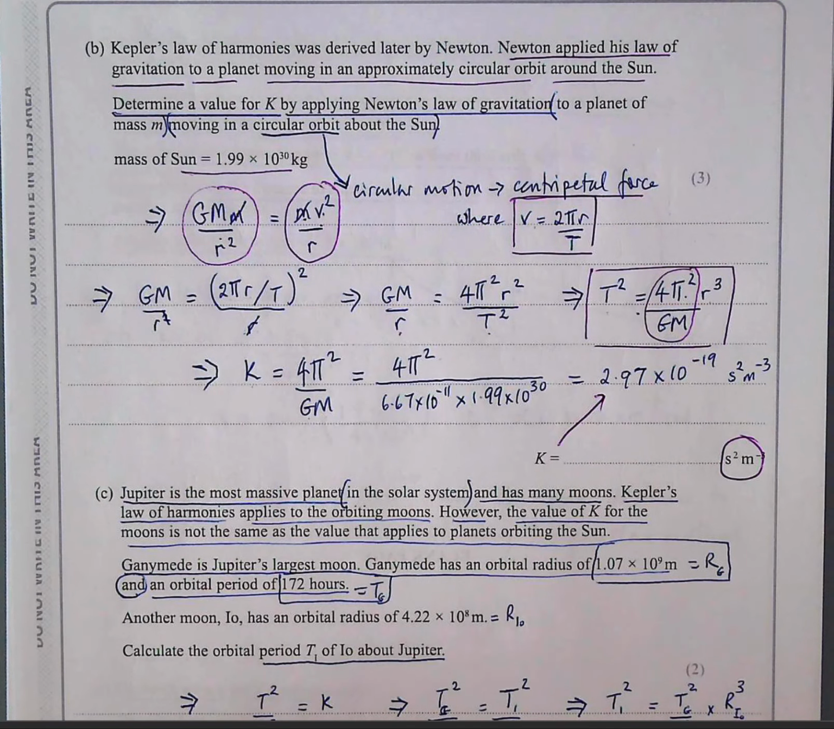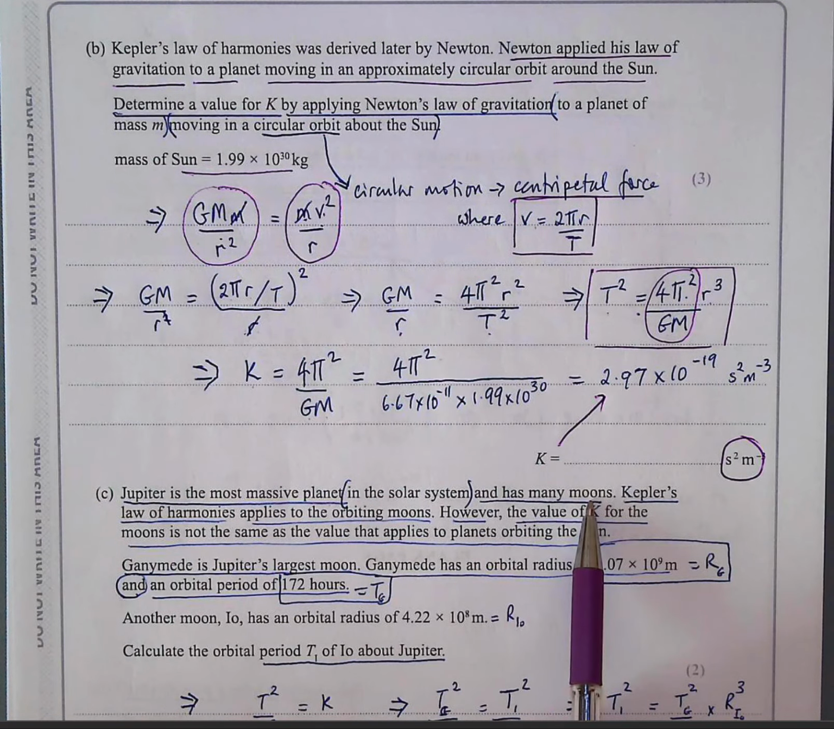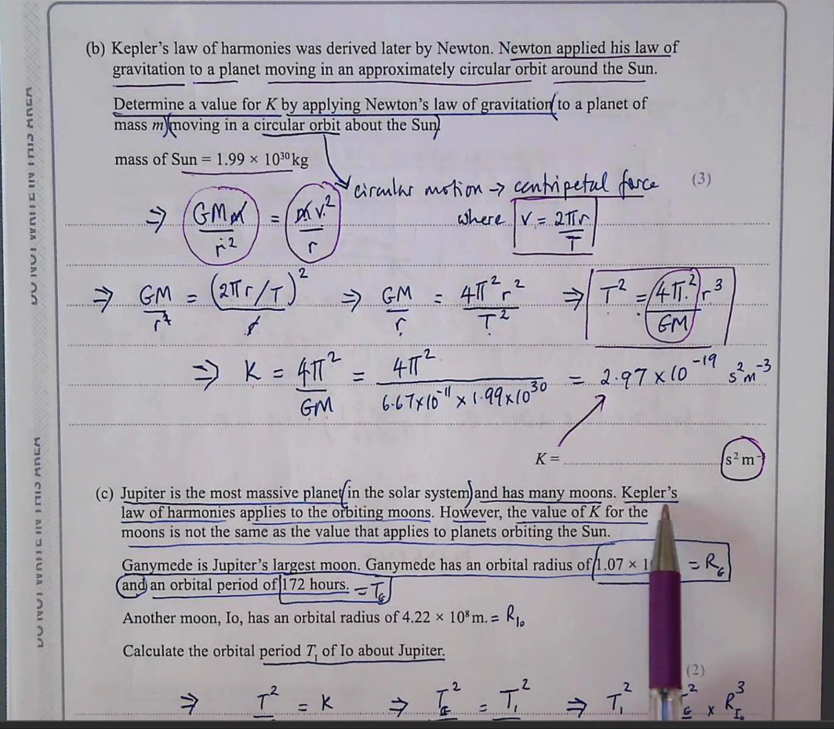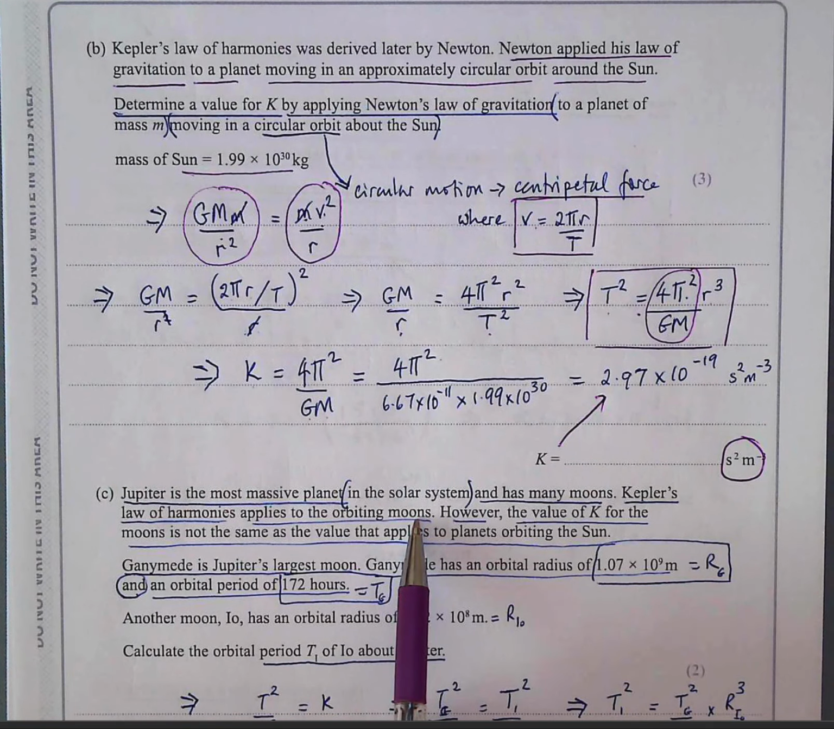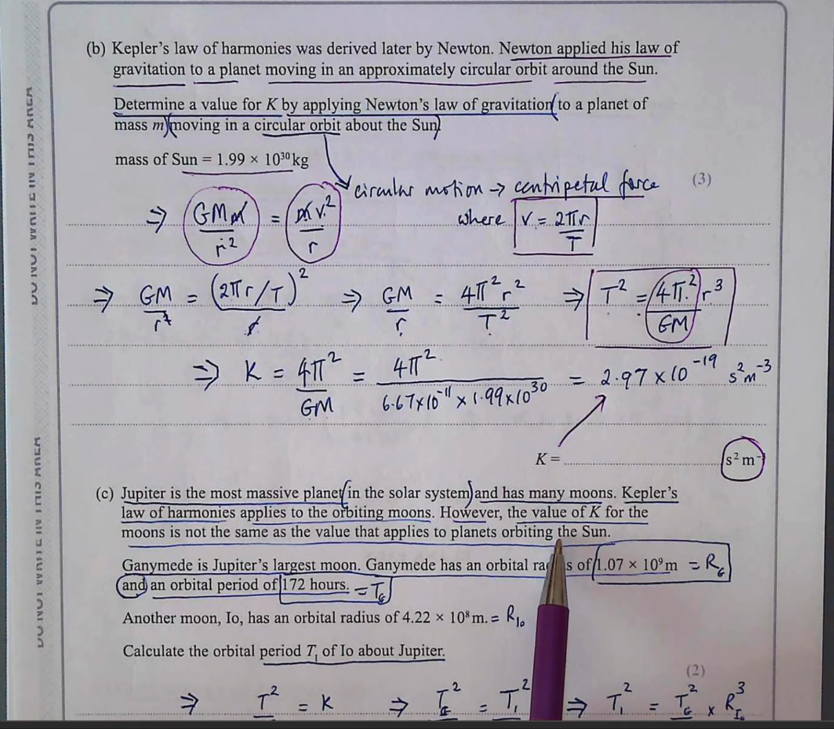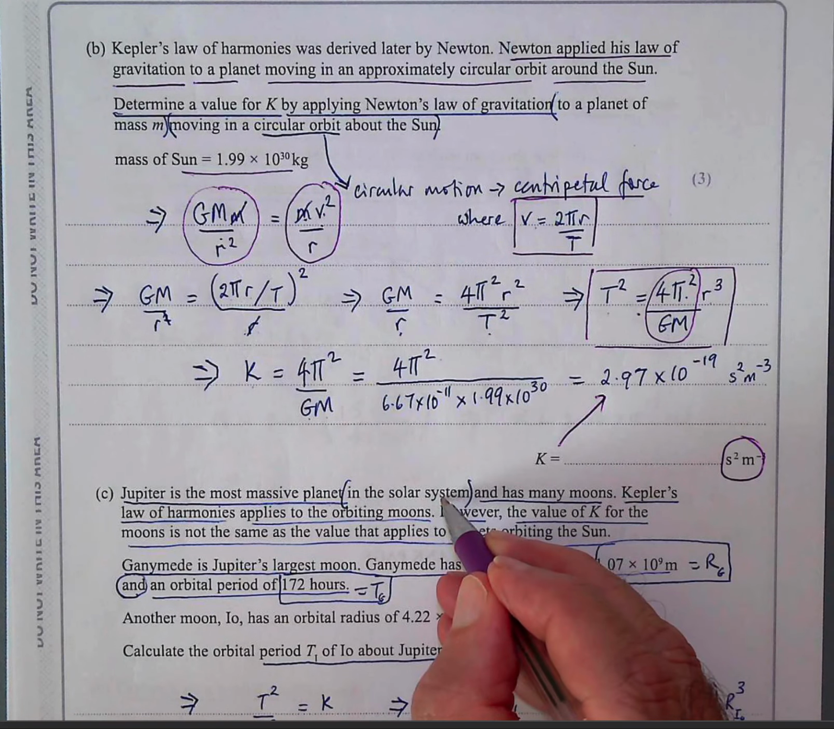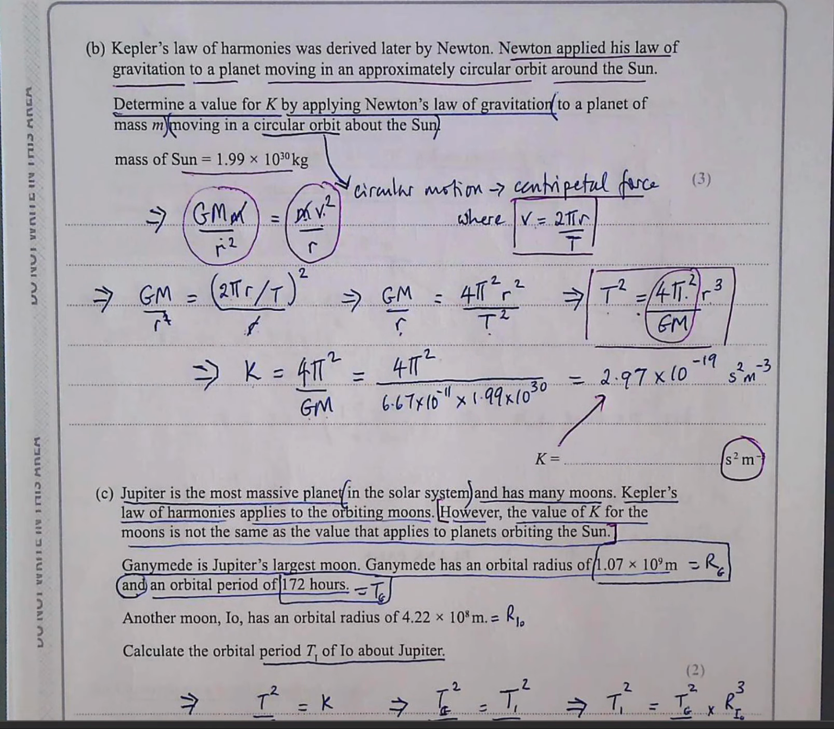Okay, so that's part B. Now it goes to part C. So let's just read it first. Jupiter is the most massive planet in the solar system and has many moons. So Kepler's law of harmonies applies to the orbiting moons. Now, this time we're talking about the Jupiter system rather than the solar system. However, the value of k for the moons is not the same as the value that applies to planets orbiting the sun.